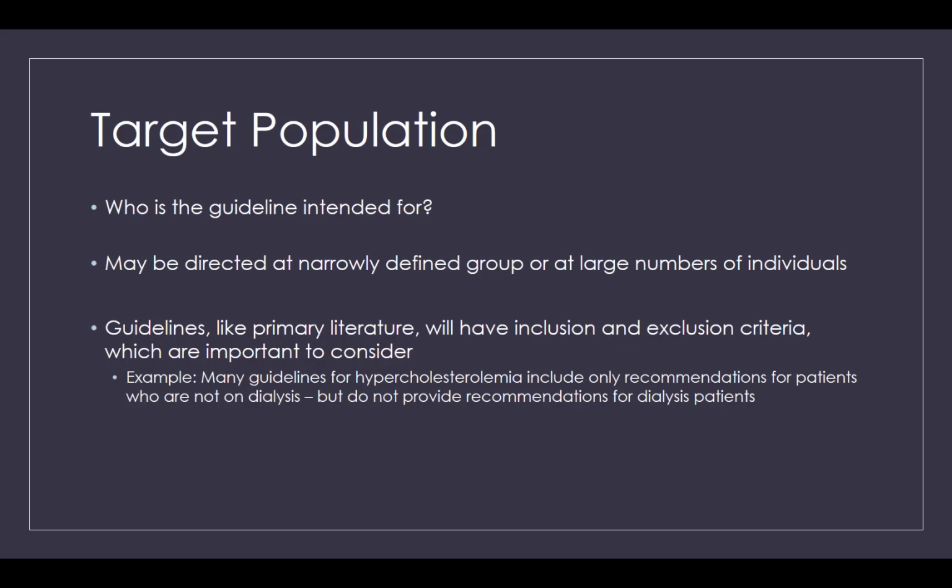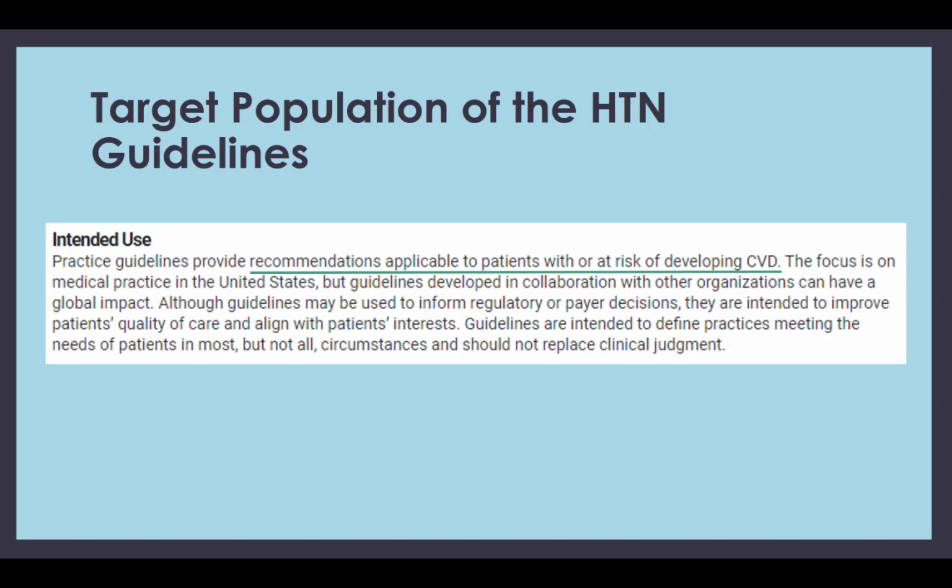For example, many guidelines that talk about the treatment for high blood cholesterol include only recommendations for patients who are not on dialysis, so patients without end-stage renal disease. They don't provide recommendations for dialysis patients, and if you use the recommendations in those guidelines for dialysis patients, you could be putting patients at risk and come to poor healthcare decisions. So in the hypertension guidelines, under the intended use section, we can see that the guidelines provide recommendations applicable for patients with or at risk for developing cardiovascular disease. So the guidelines are targeting an extremely broad audience.